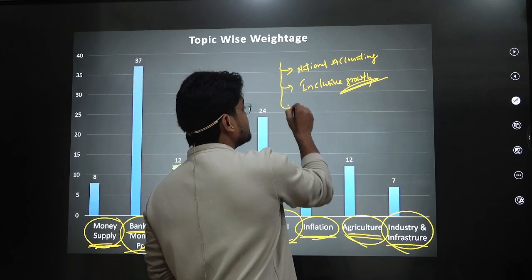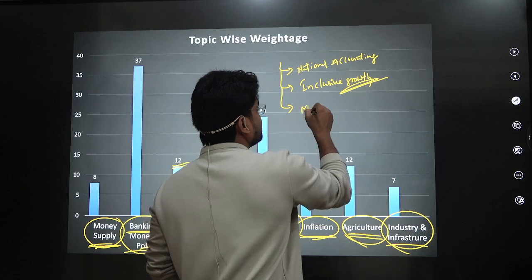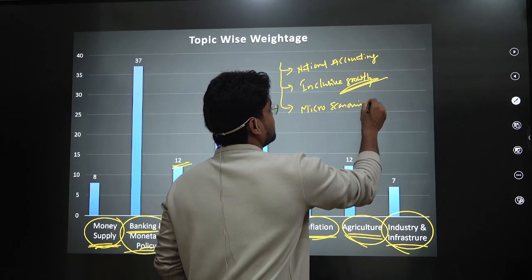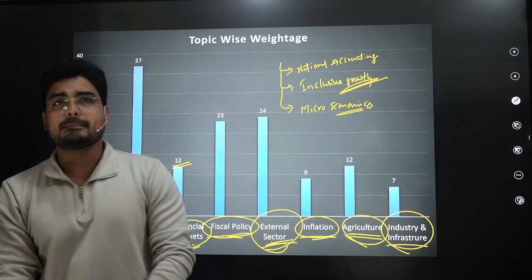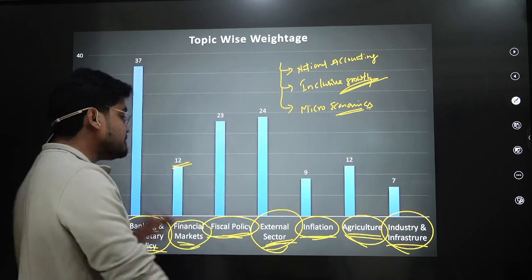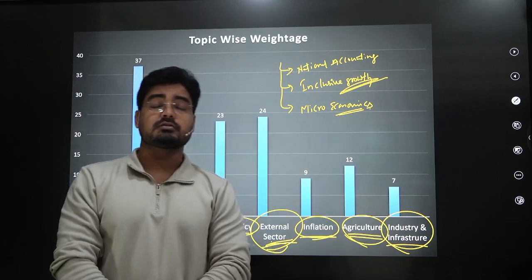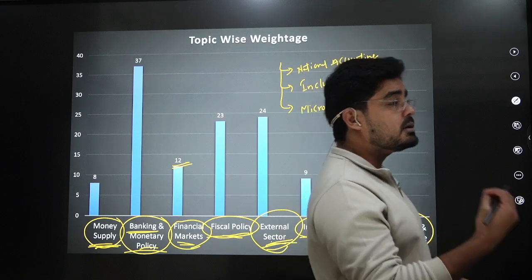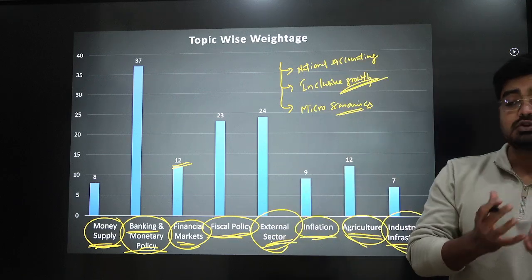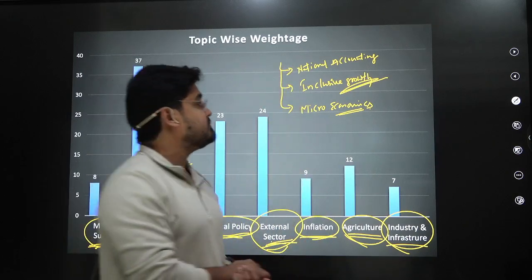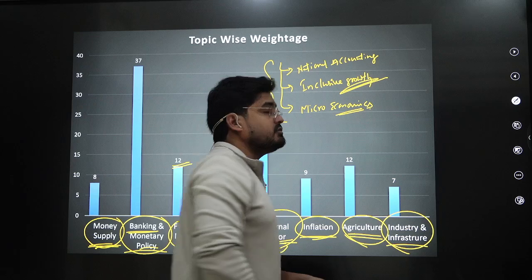And microeconomy. So microeconomic topics, this is also relatively important, not as important as these 8 topics are, of course. Questions have been asked on demand and supply, consumer behavior, different types of goods. All these aspects have been asked in prelims before.